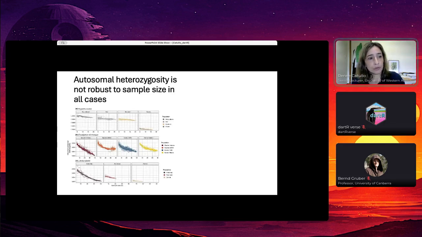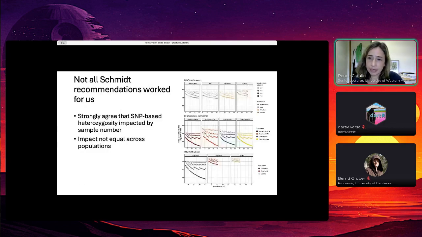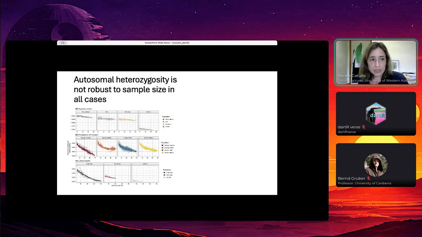And so that was SNP-based heterozygosity. It kind of shows you that you can't compare across sample numbers. And the other key thing here was the slope of these lines was significantly different. So even comparing across different sample numbers is challenging as well. Unlike Schmidt, what we found was autosomal heterozygosity is not robust to sample size in all cases.